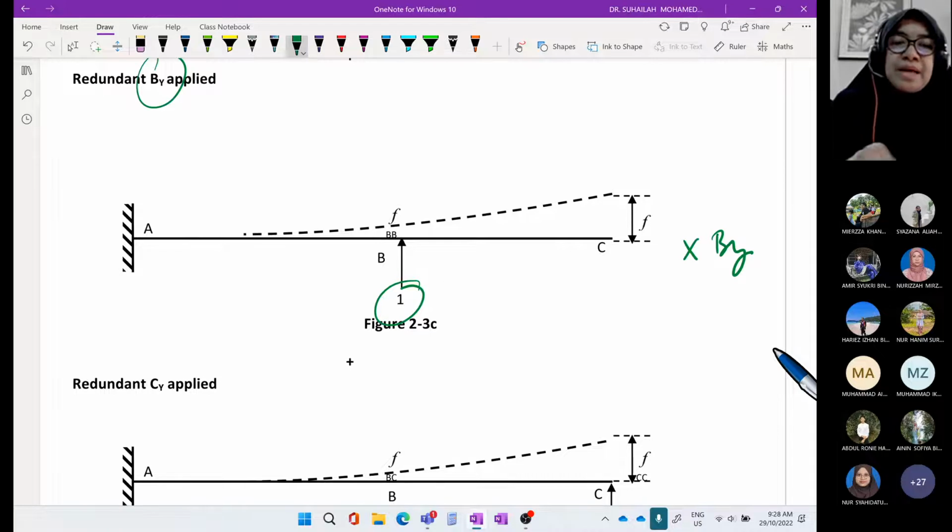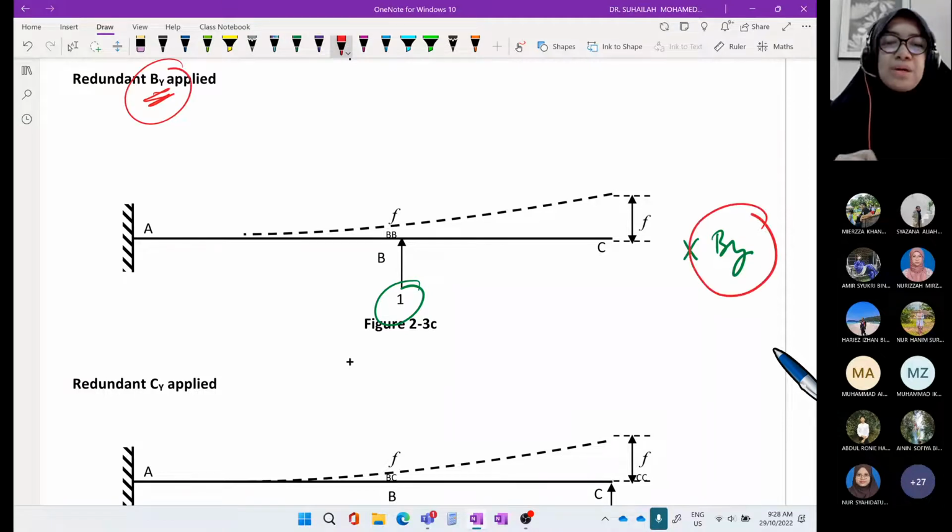Okay, that is why the right label is important. BY here, BY here. We know that this is a redundant system. Redundant BY applied means 1 times BY. So we have to put a unit value at point B, because it is 1 times BY. Okay, now due to a unit value, the beam deflects.